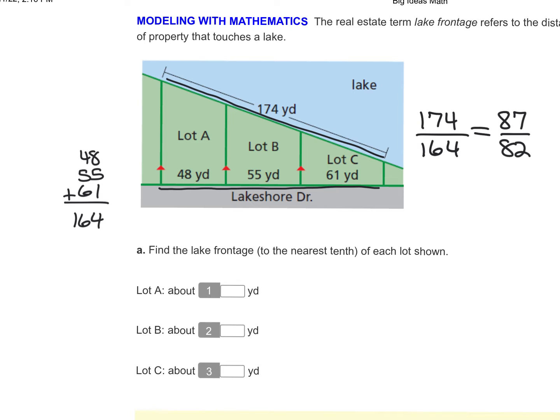Now, this one wanted each one of the lakefront footages calculated individually. So I'm going to do it the same way I did the warm-up. So I need to find the length of this lakefront footage for lot A. I need to find it for lot B. And then lastly for lot C. So I could say lot A is X. I could say lot B is Y. I could say this one's going to be Z. You could also use X every single time. Just remember what you're doing here.